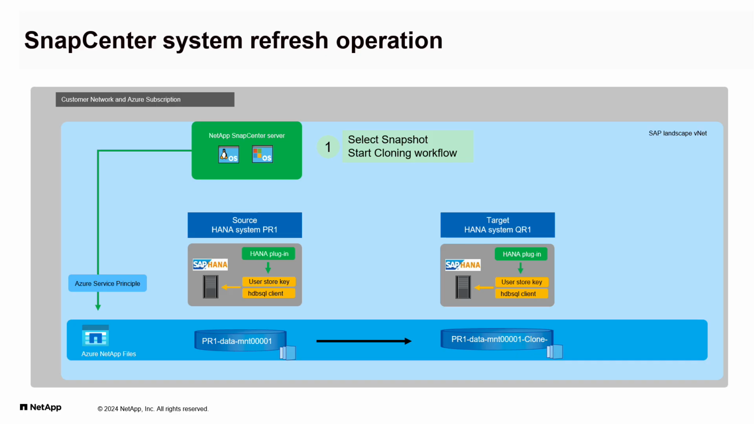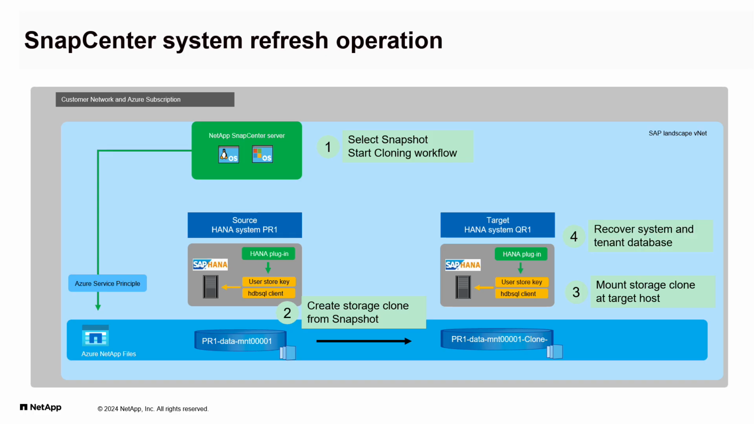The system refresh workflow is started in SnapCenter by selecting a snapshot from the source system and by starting the cloning workflow. In our demo, we use a post script as part of the workflow to execute the recovery. As a second step, SnapCenter creates a clone of the source system based on the snapshot selected before. Then SnapCenter mounts the cloned volume at the target host. And finally, the post script is executing the recovery of the system database and all tenant databases.